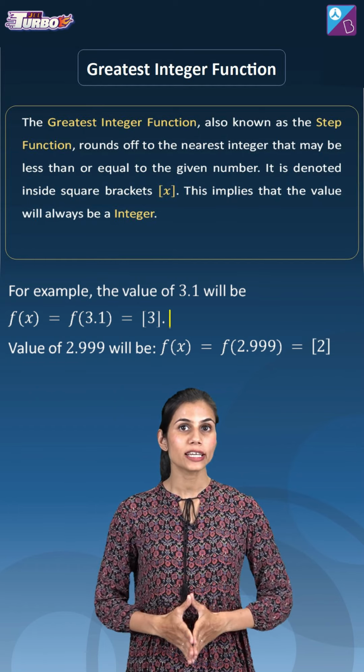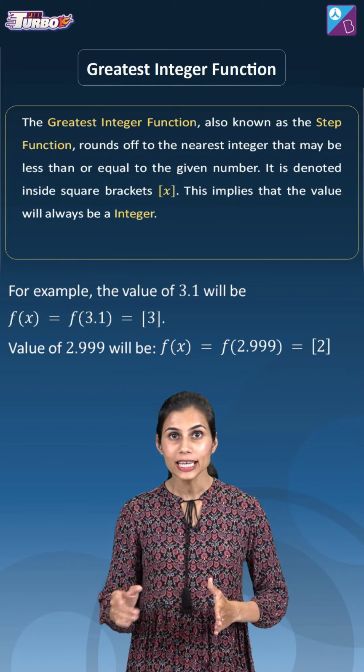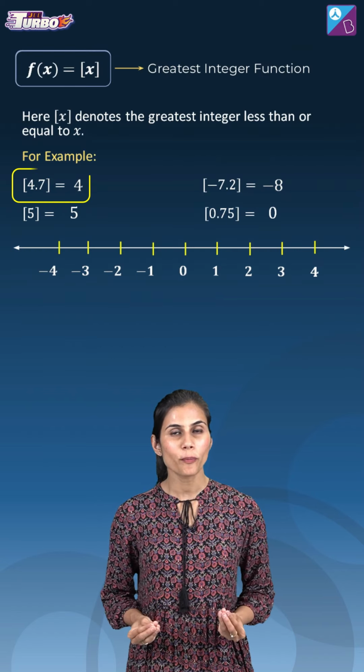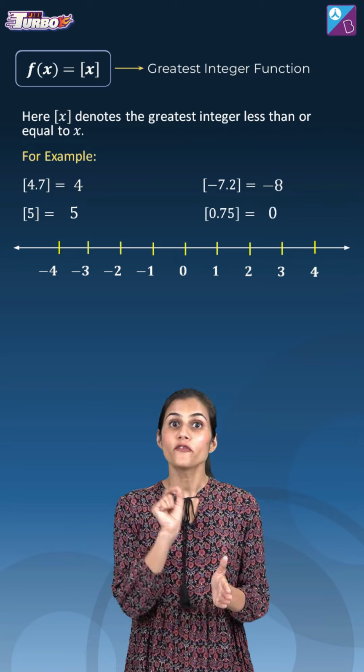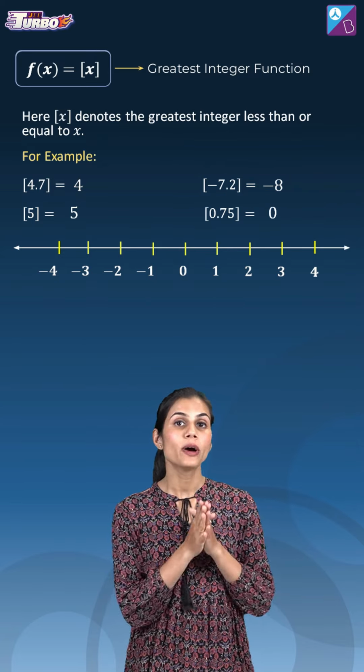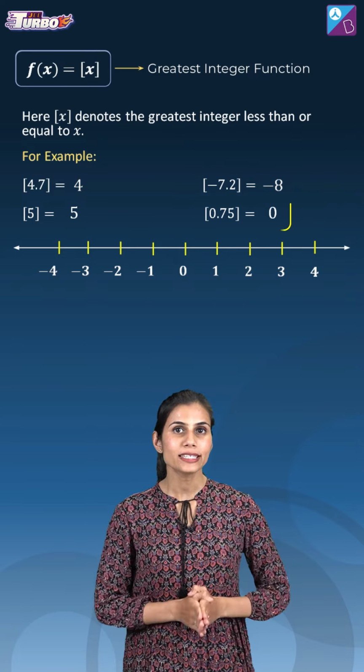For example, the GIF of 3.1 will be 3, but that of 2.999 will be 2. GIF of 4.7 is 4. Of minus 7.2 will be minus 8. GIF of 0.75 will be 0, but GIF of 4 will be 4.